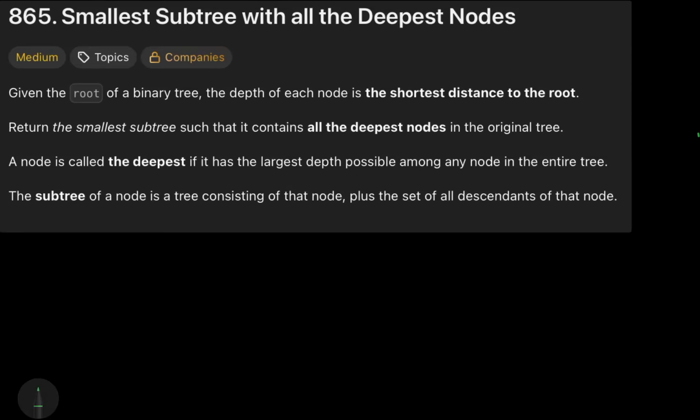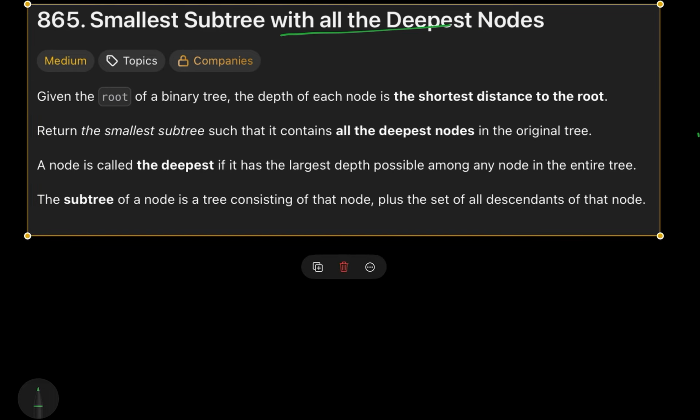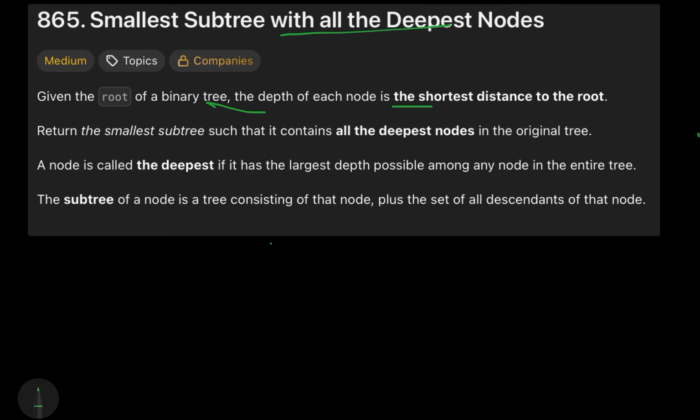Hello everyone, so today we are going to solve this Leetcode problem, which is the smallest subtree with all the deepest nodes. What this question says is that given the root of a binary tree, the depth of each node is the shortest distance to the root. We have to return the smallest subtree so that it contains all the deepest nodes in the original tree.